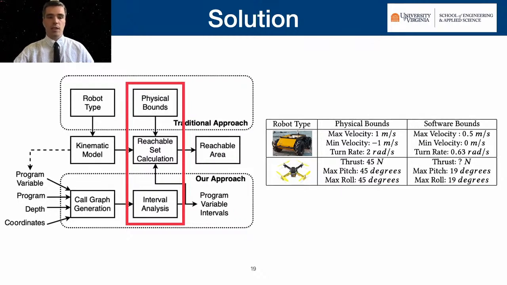For example, when you consider the differential drive robot in the first row, we notice that the maximum physical velocity is -1 meters per second. However, the software is not capable of publishing a negative velocity. Similarly, reductions were found in the quadrotor that we studied.